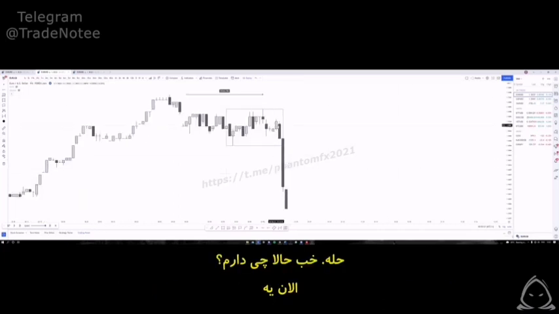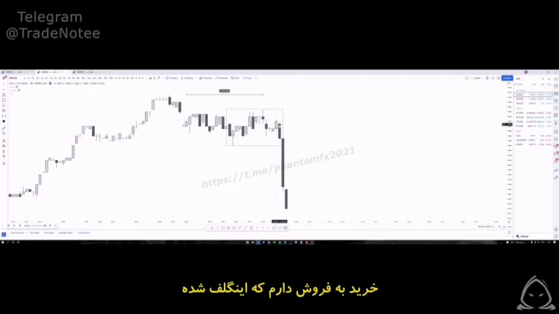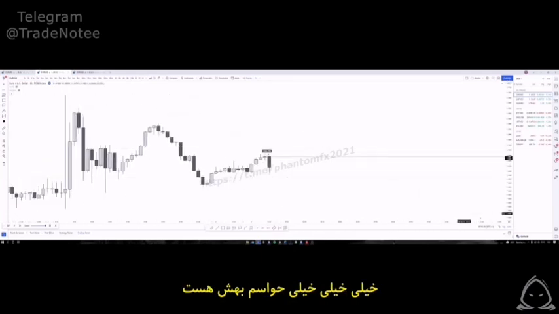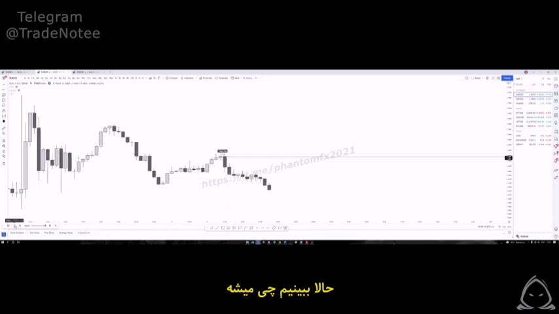Cool, what do I have now? Well, here I have a buy to sell that gets engulfed. Cool, so that is my very specific POI that I will be very, very aggressive with when we come into that POI. So now let's see what happens.